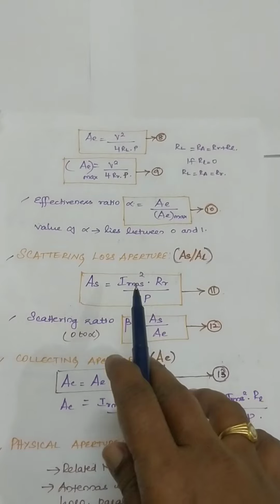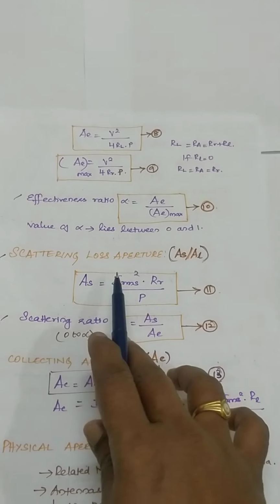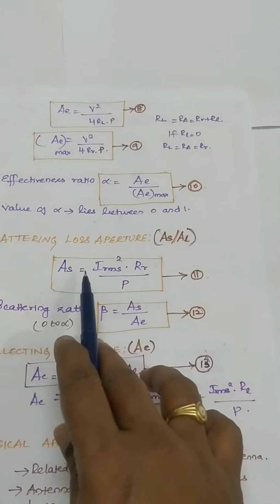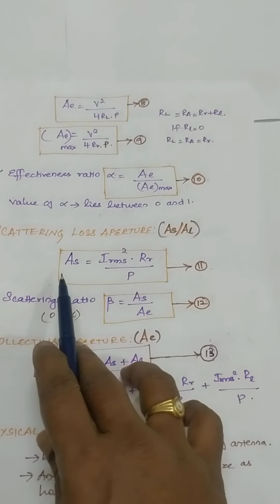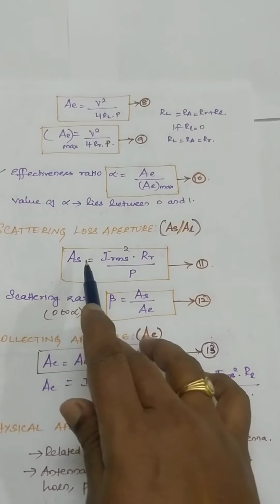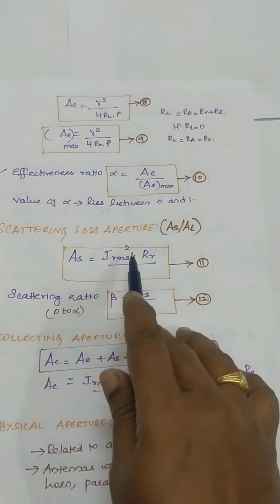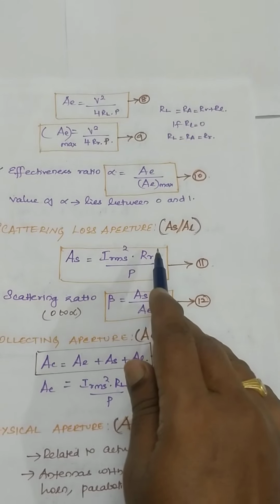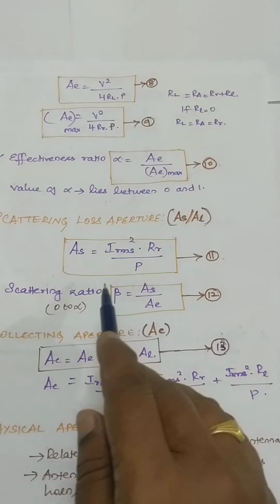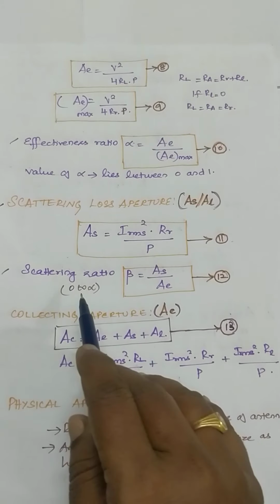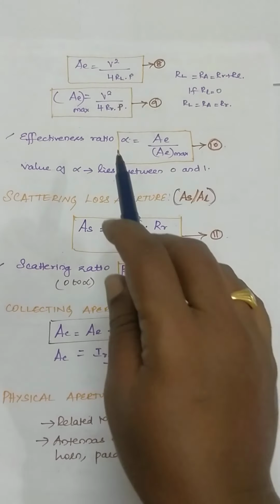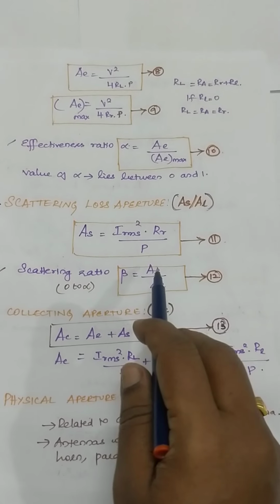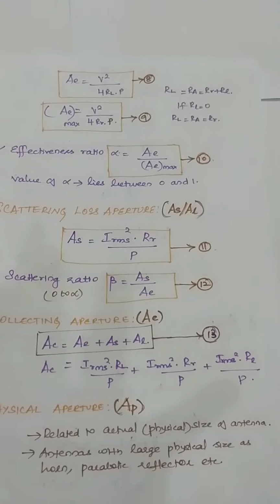The next type of aperture is called the scattering and loss aperture, defined by AS and AL. For AS, the equation is I RMS square into, in the place of RL, we are replacing radiation resistance RR, divided by P. So I can find out the scattering ratio. The effectiveness ratio is alpha, and the scattering ratio is beta. It is just AS divided by AE.